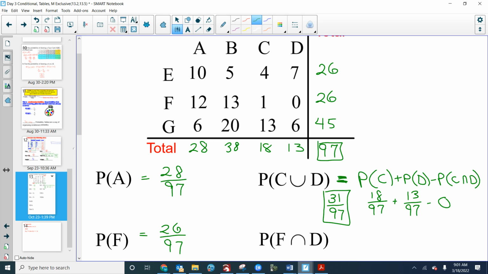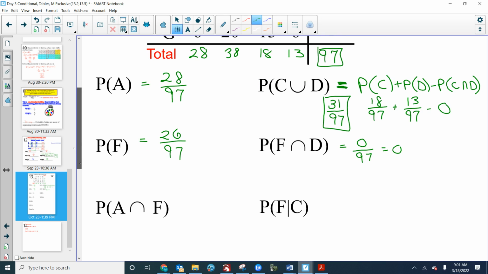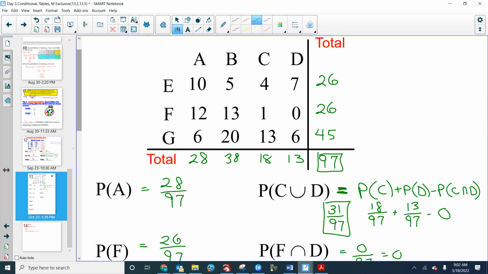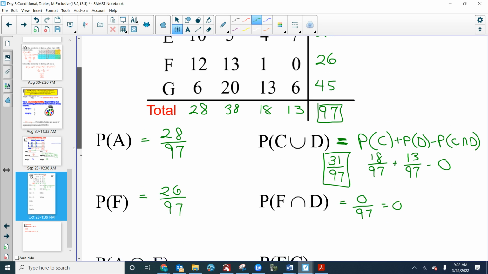All right. F and D. So when you think and, you should be thinking overlap. So F and D. How many F and Ds are on it? 0. 0 out of 97. All right. Now let's do the A and F one next. A and F. 12. Good. A column, F row, 12 out of 97.